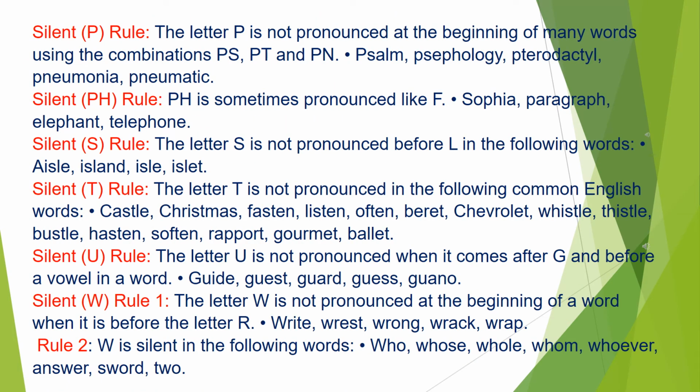Silent P rule. The letter P is not pronounced at the beginning of many words using the combinations PS, PT and PN. For example, psalm, psephology, pterodactyl, pneumonia, pneumatic. Now, silent PH rule. PH is sometimes pronounced like F. For example, Sophia, paragraph, elephant, telephone.